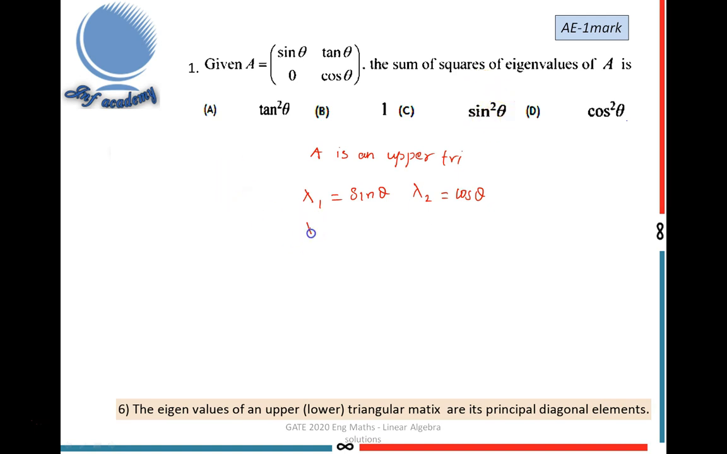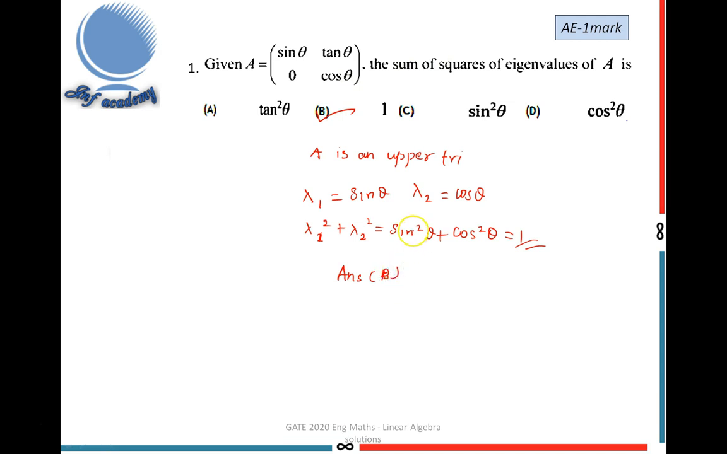So lambda 1 square plus lambda 2 square. That is sin square theta plus cos square theta. This is equal to 1. It is a well known formula, sin square theta plus cos square theta equal to 1. So the final answer is 1. Option B is the correct answer.